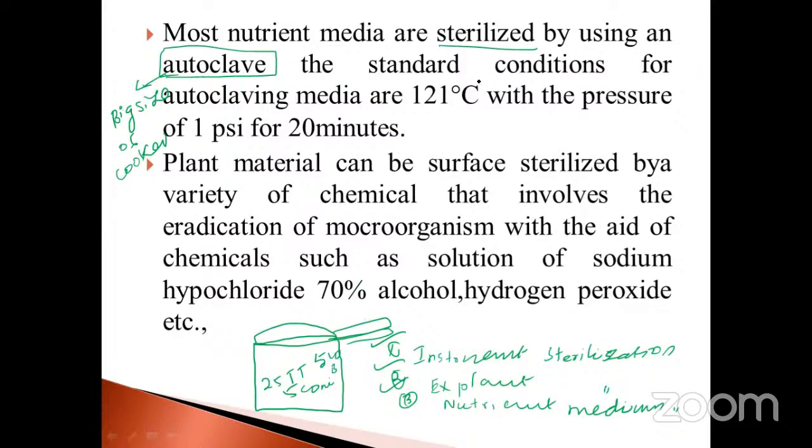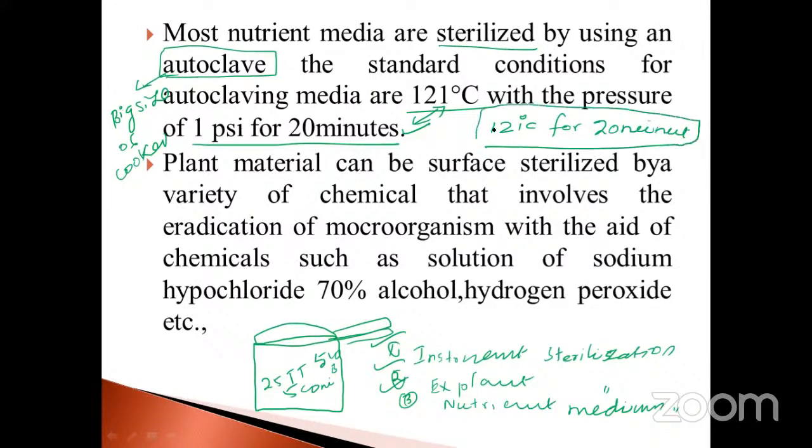Okay, autoclave. The standard conditions for autoclaving media are 121 degrees Celsius with the pressure of 15 psi for 20 minutes. These two are very, very important. 121 degrees Celsius for 20 minutes. So this is the sterilization temperature. Don't forget, my dear, this is also one of the NEET questions. During tissue culture, the autoclave contains which temperature? Don't forget.